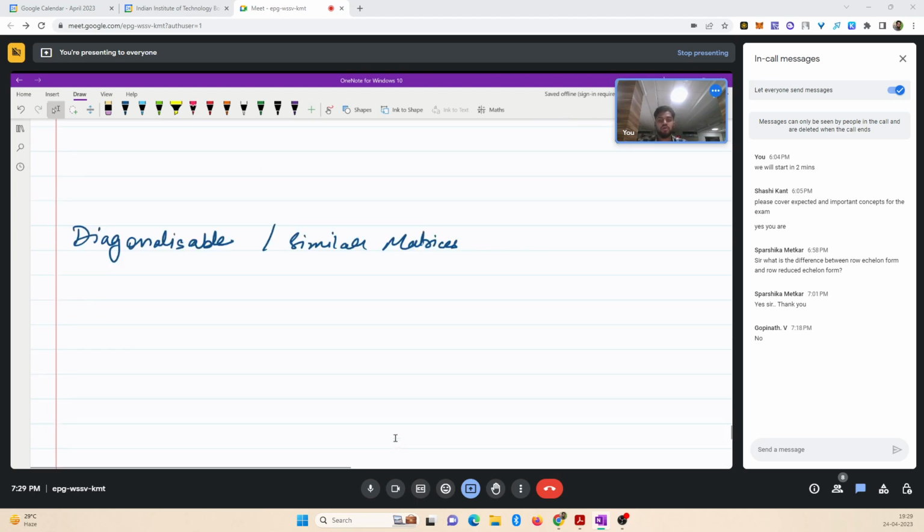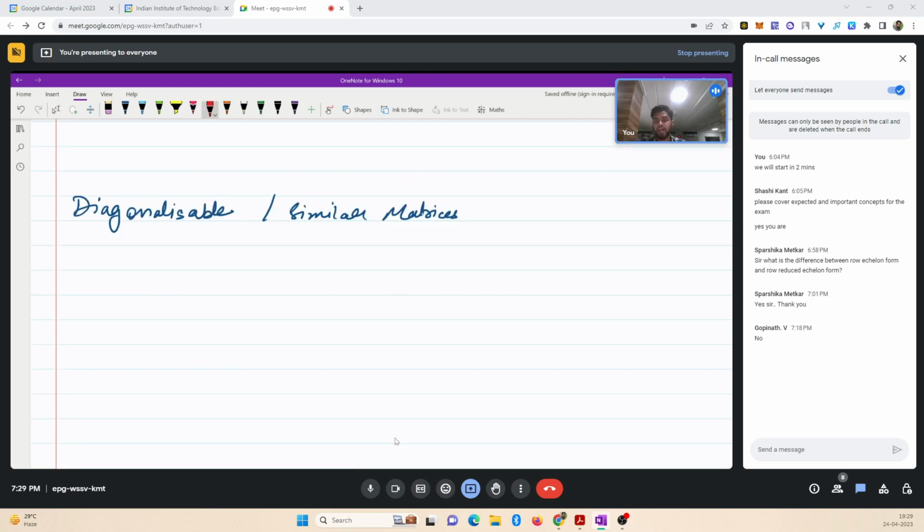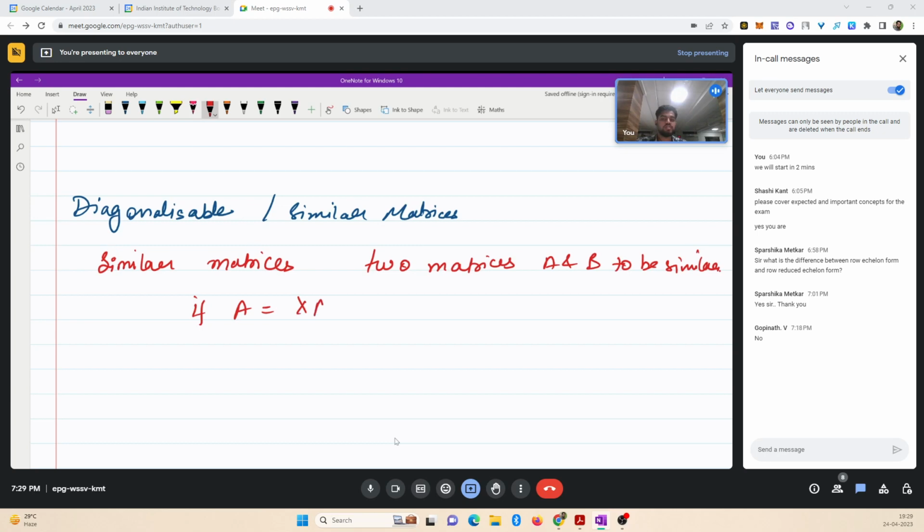Now on this line we have something called similar matrices. In linear algebra, you call two matrices A and B to be similar if A is equal to X B X inverse for some invertible matrix X. Okay.